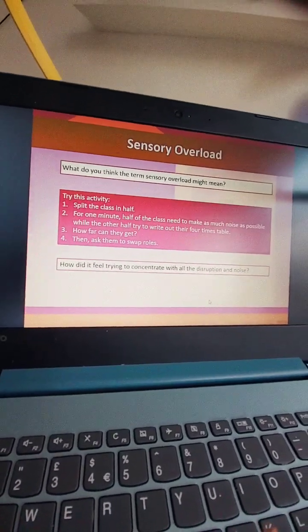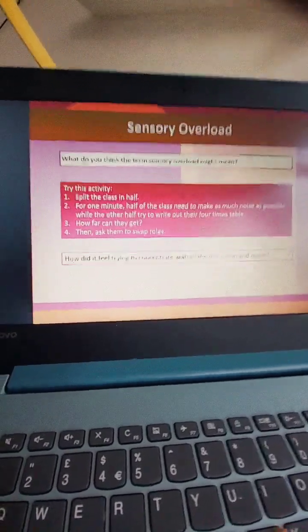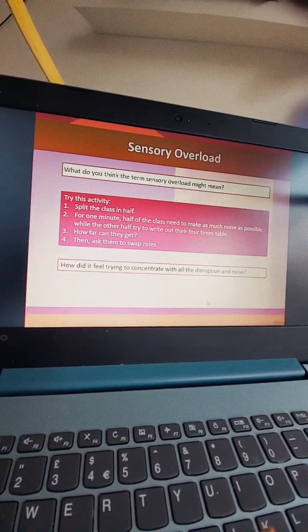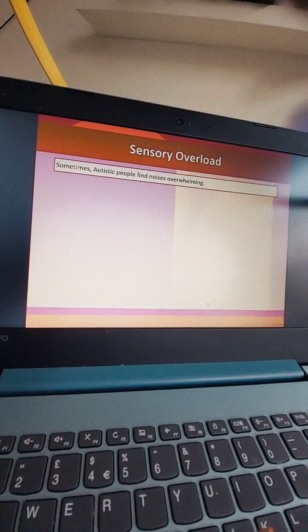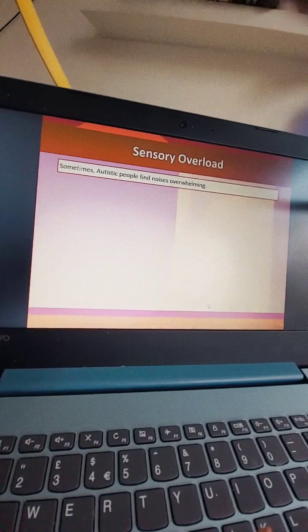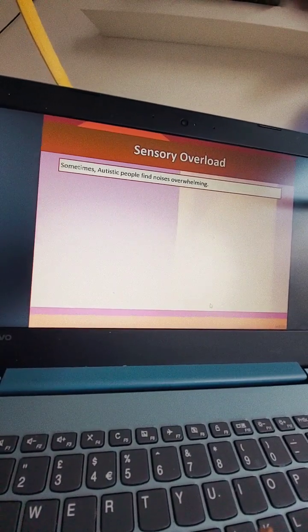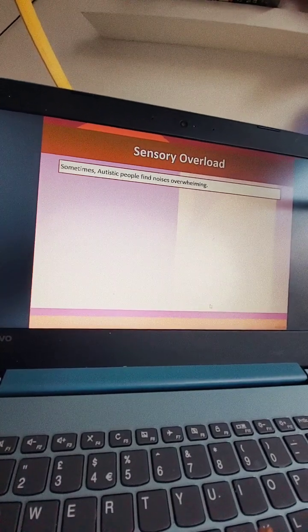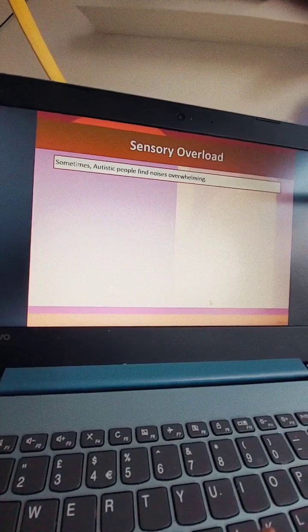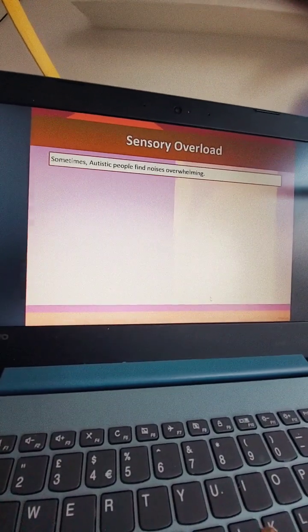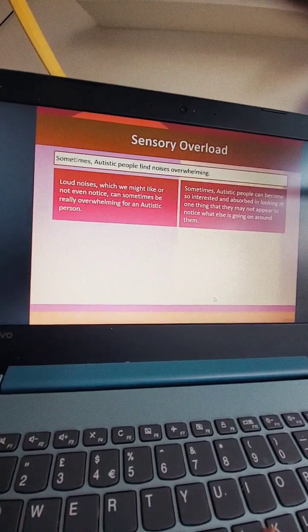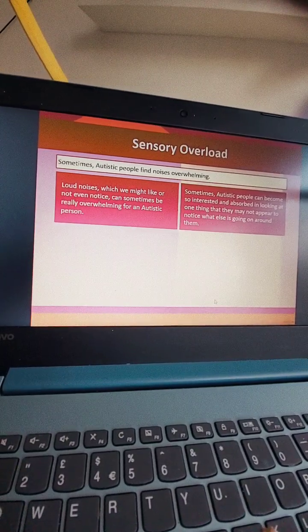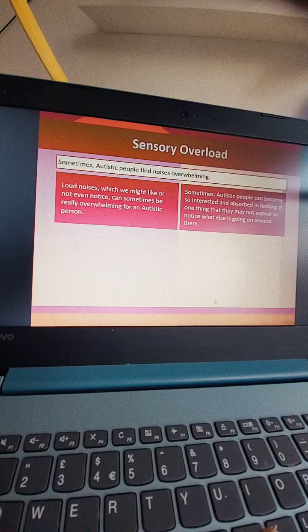It is very difficult. I can do that. How did it feel trying to concentrate with all the disruption and noise? Loud. It felt very loud, didn't it? Yeah. Sensory overload. Sometimes autistic people find noise is overwhelming. Sometimes you find that it is too noisy, isn't it? Yes, it's true. Loud noises we might like or not even notice can sometimes be really overwhelming for an autistic person.